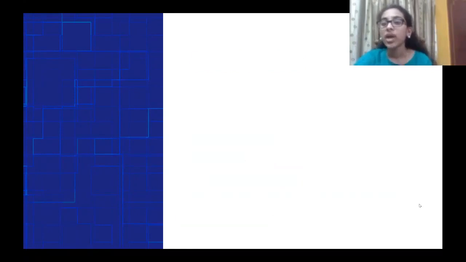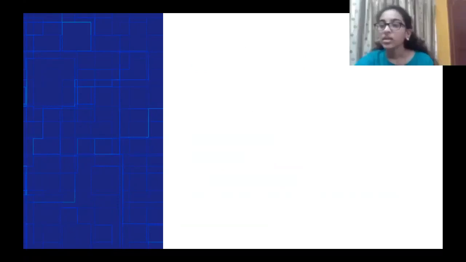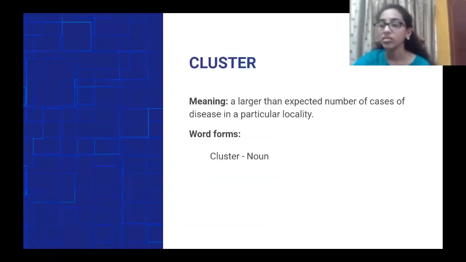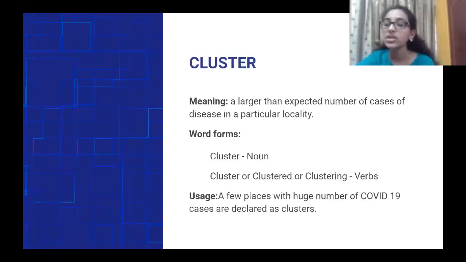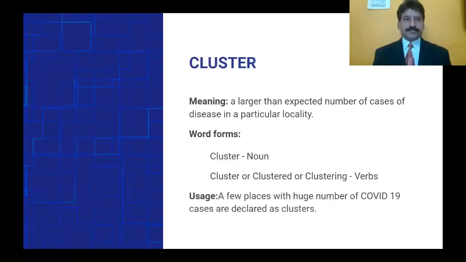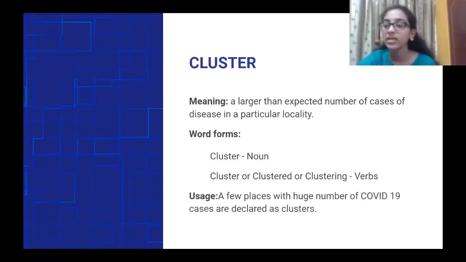And the next word I am going to speak about is cluster. Clustered or clustering, which is used as verb. And the usage of this is: a few places in which number of COVID-19 cases are declared as clusters.